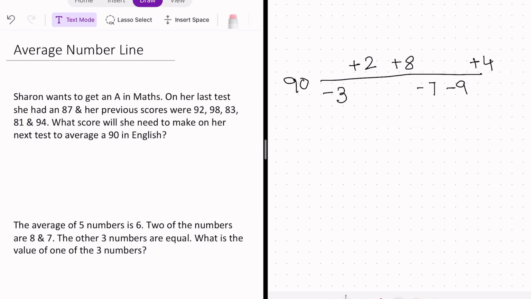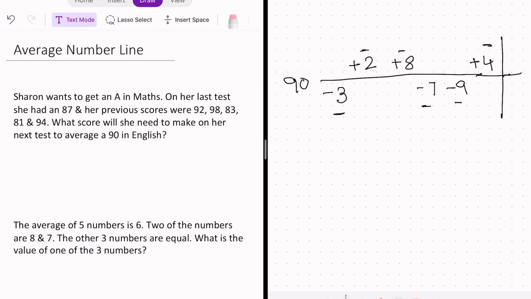So what we did here is we took the average number line at 90 and we marked each of the scores not based on what the score was, but what the difference is between the score and the average. So for the first one, 87, it's 3 less than the average. The next one, 92, 2 more than the average. 98, 8 more. 83, 7 less. 81, 9 less. And 94, 4 more than the average. And we know that there is still one test left that she has to score.